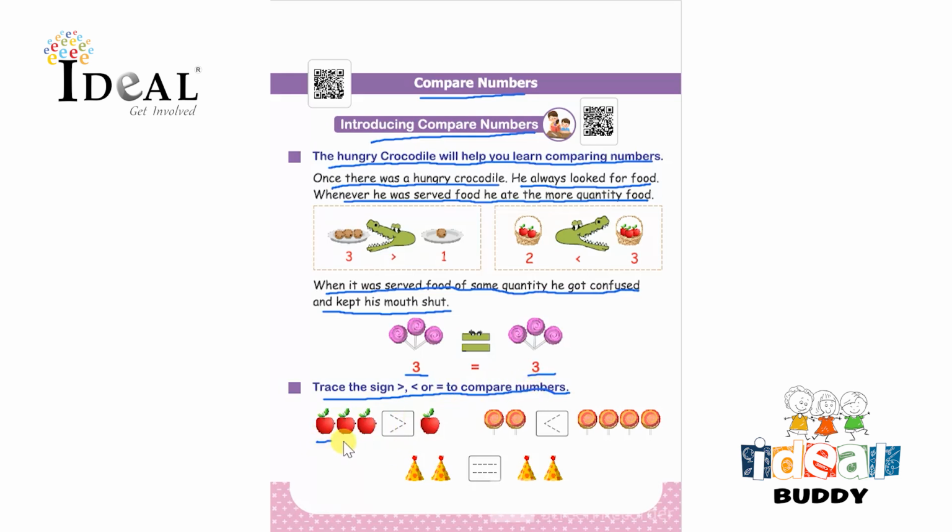Here there are 1, 2, 3 apples. Here there is 1 apple. So as here we have greater number of apples, here it is 3 is greater than 1.